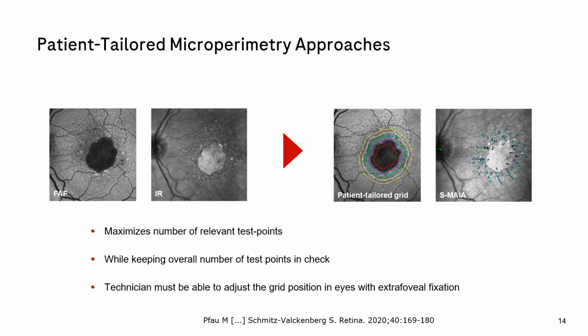And it has, compared to this other retrospective junctional zone analysis, the key advantage that you actually maximize the number of test points in the relevant junctional zone, and you still can minimize the overall number of test points. The only disadvantage is the technician at the device must accurately place the grid.